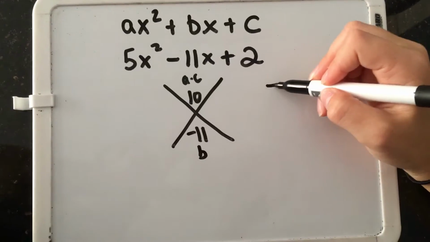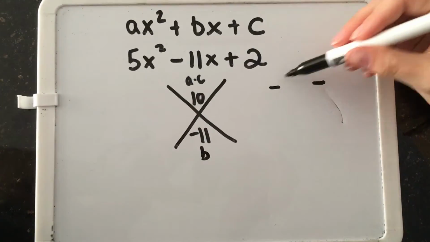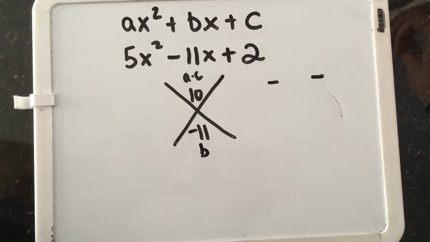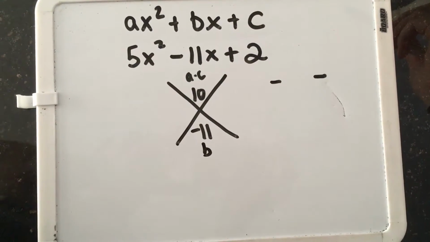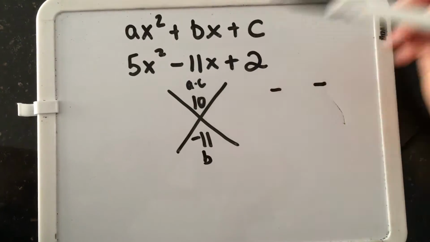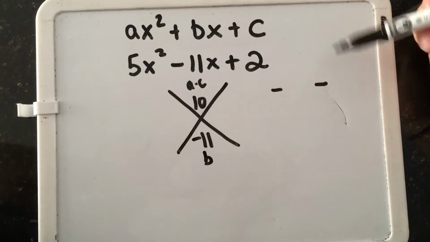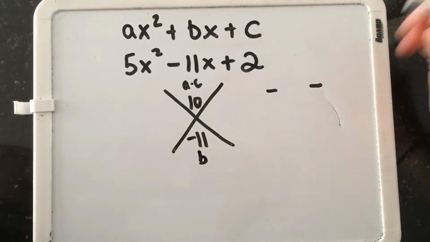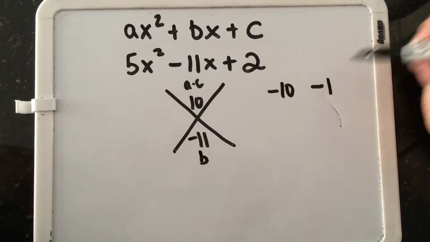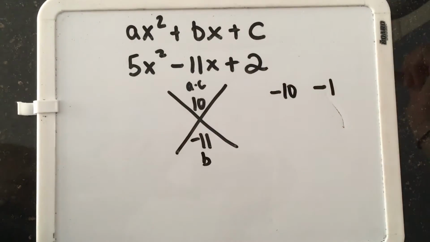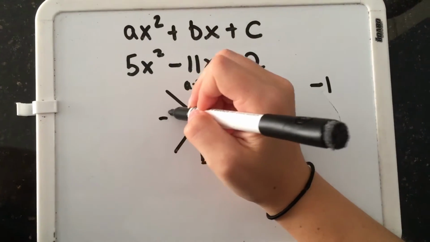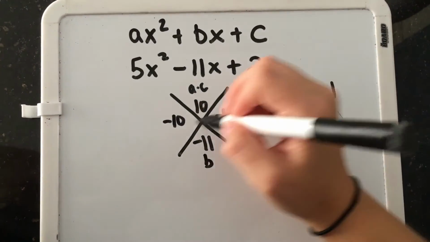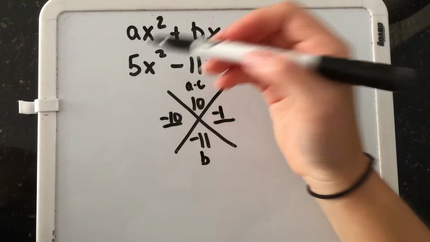That means both numbers must be negative, because they multiply to equal a positive number and add to equal a negative number. Now we could try 5 and 2 as factors of 10, but negative 5 and negative 2 will not add to equal negative 11. So our only other choice is negative 10 and negative 1, which do add to negative 11. So we'll put our numbers in our x, and then we have to just divide by the a term, which in this case is 5.